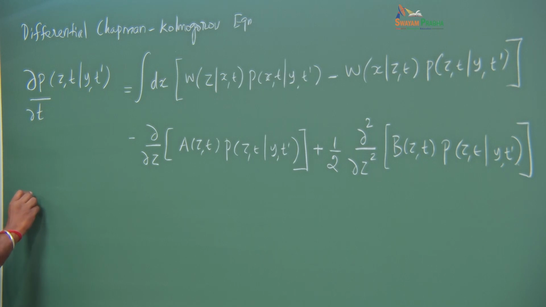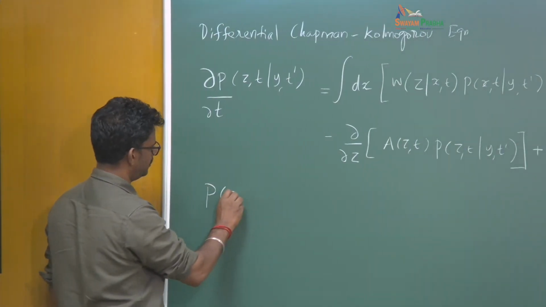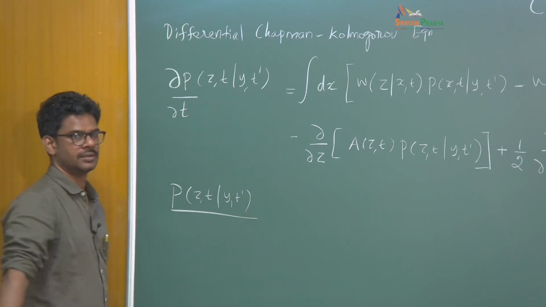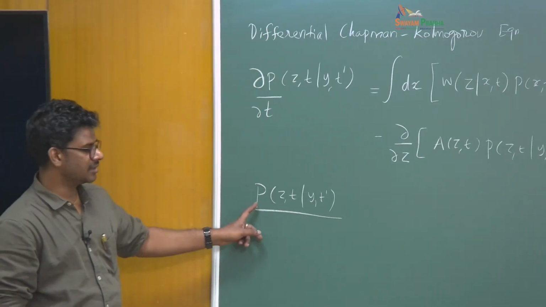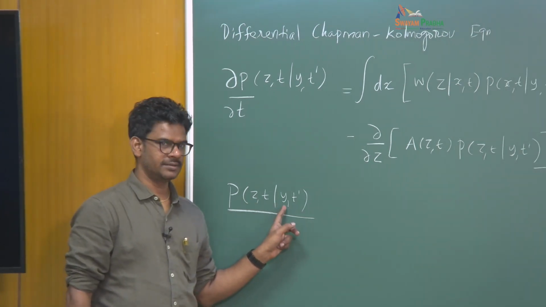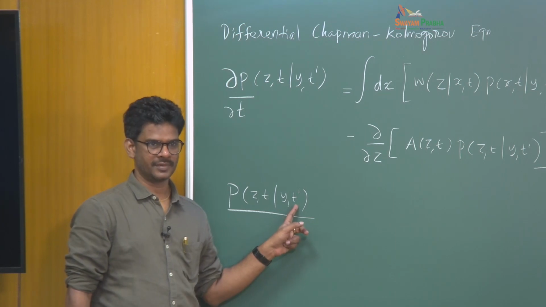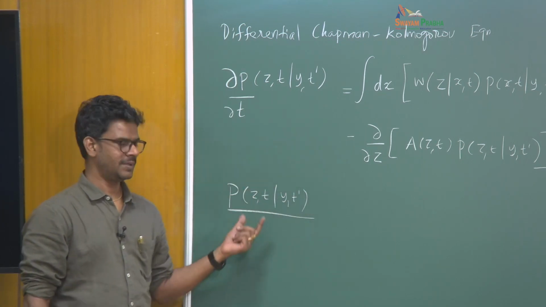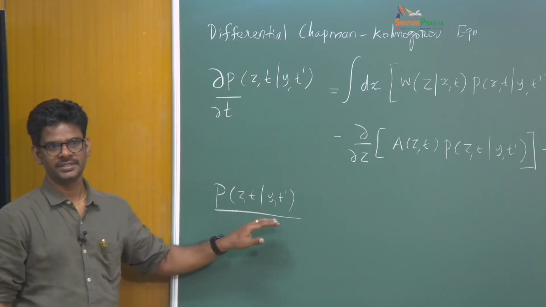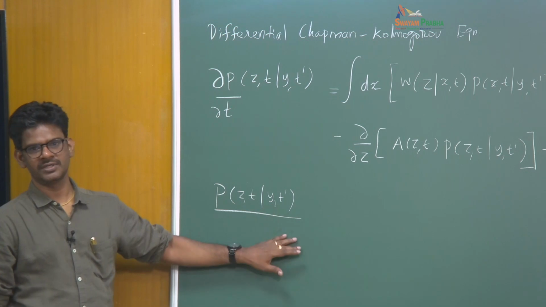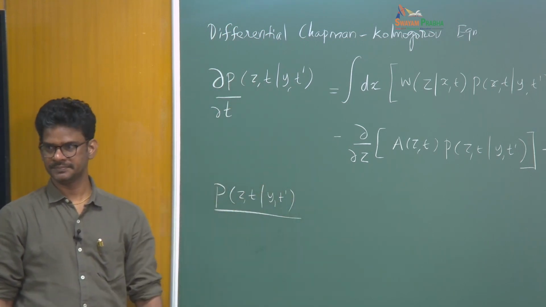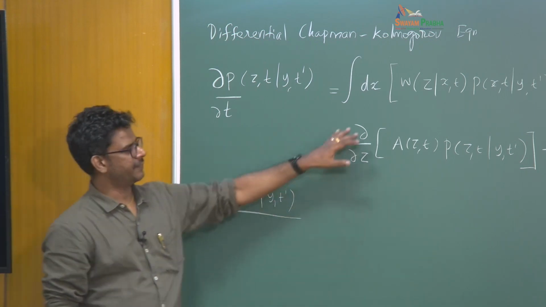So, this variable p of x comma t, y comma t prime, what this means is, this is the probability that the system is found at state y at time t prime. Conditional to this, what is the probability that the system will be found at state z at time t. Okay. So, that is the information that this particular variable holds, and this equation tells you how dynamically this function is evolving. Okay. So, now we have a couple of mechanisms here.